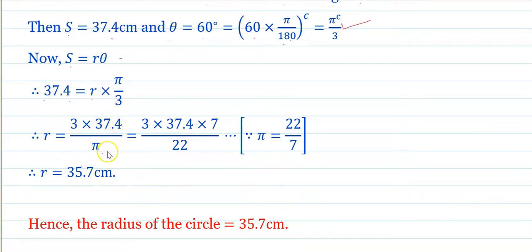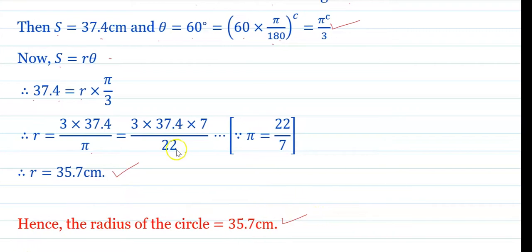The value of pi is 22 upon 7. A multiplier and reciprocal will come. Therefore, you will get 3 into 37.4 into 7 upon pi. And if you simplify it, then you will get 35.7 centimeter. And this is the radius of the circle.